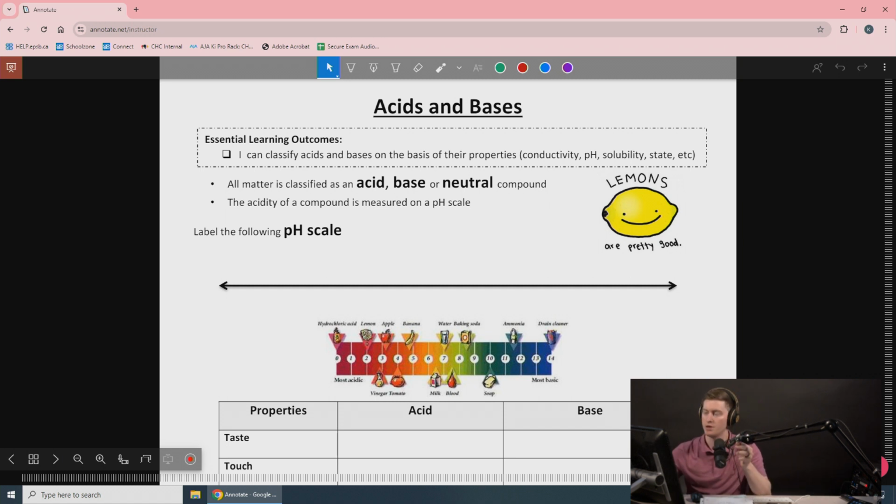In this lesson, we're going to be talking about classifying matter as acids, bases, or neutral compounds. There's a couple properties of each of these compounds that we're going to talk about, and we're also going to define what the pH scale is and how you can recognize and name both acids and bases.